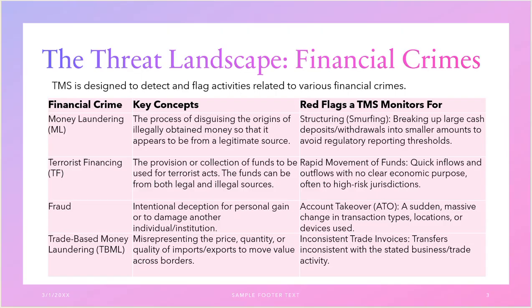And trade-based money laundering, which is very, very important. We also call it TBML. It involves misrepresenting the price, quantity or quality of imports and exports to move value abroad. To clean the money, they create a mismatch where the quantity or amount is incorrectly represented, with inconsistent trade invoices, inconsistent with the stated business trade activity. All of these are done by criminals in financial crime like money laundering, terrorist financing, fraud, or trade-based laundering. So let's move on to the next slide.